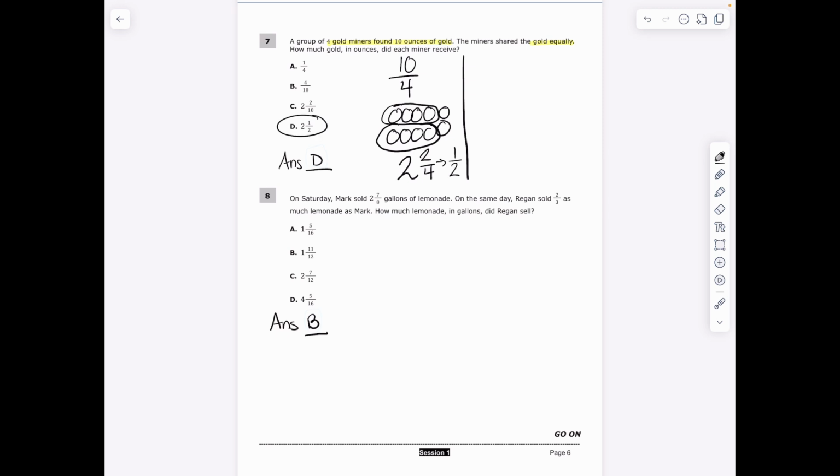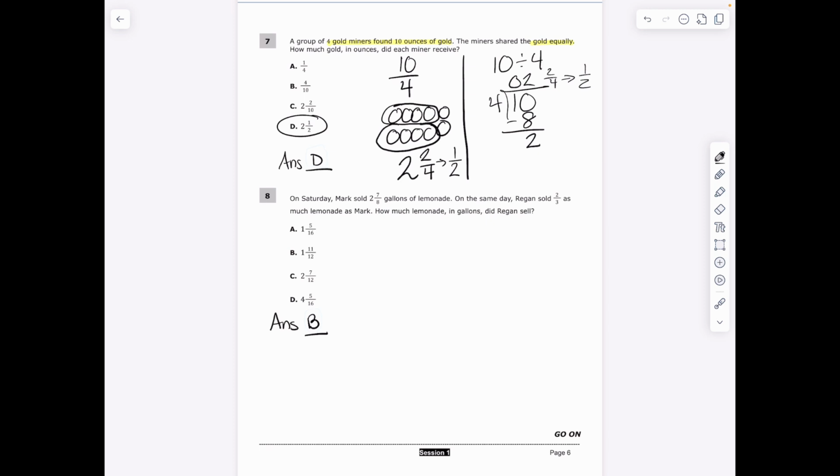That's one way. The other way is to say I have 10 divided by 4 and just do 10 divided by 4. So this is just an algorithm way. Same thing as the drawing. 4 goes into 10 2 times. And I have remainder 2/4, which again I simplify to 1/2. And so either of those ways will work.